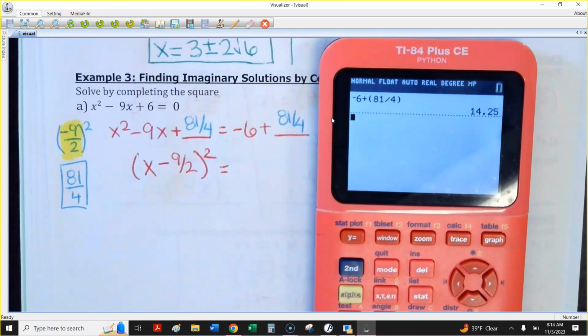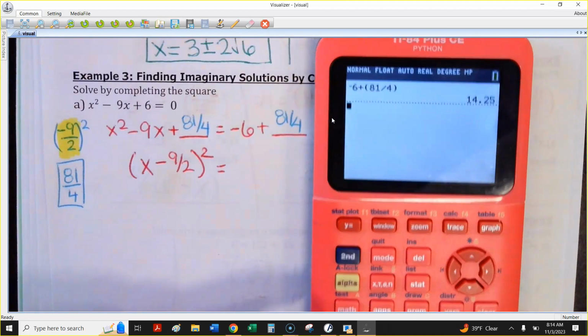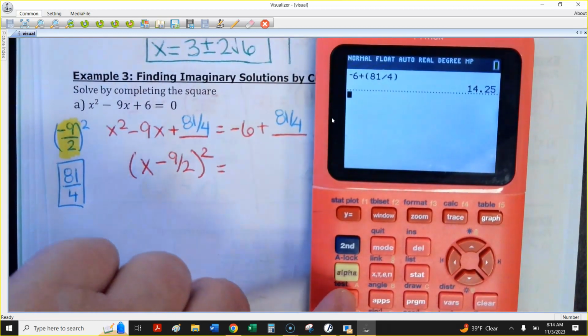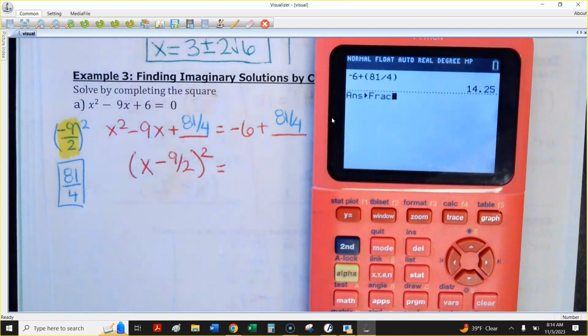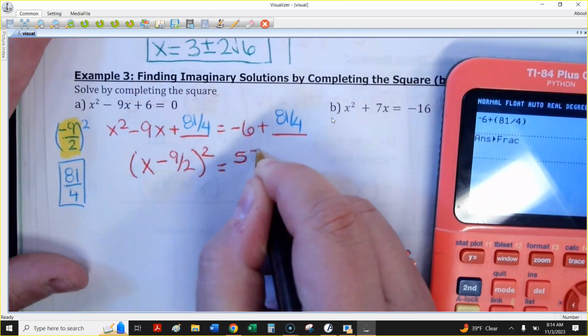You don't want a decimal, and I'm going to show you why in a second. Maybe you could convert this on your own real quick, but if you want, have the calculator do it for you. Just hit the math button. It's the 4th button down on this left side. Just hit math, and then hit enter twice, and it'll convert that to a fraction for you, so you don't have to think about it. And I got 57 over 4.